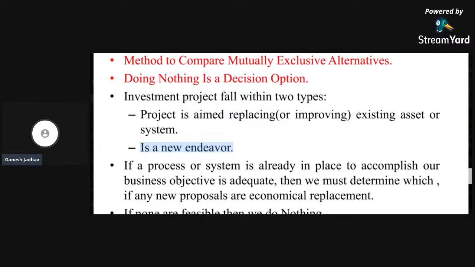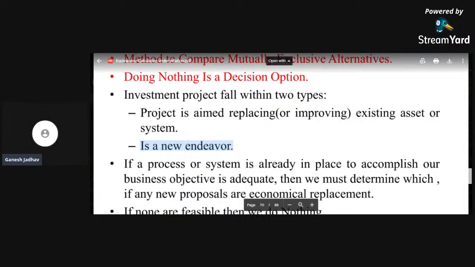Another one is what we can say is a new system. So all the system is taking the new system. So these are the two types of investment in a project also.